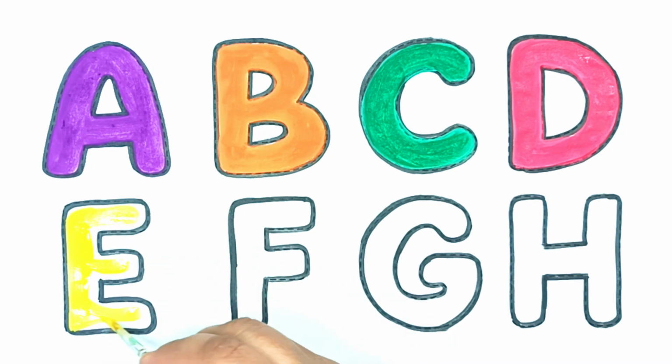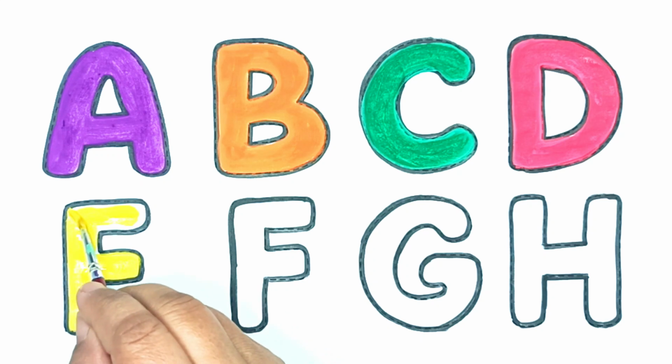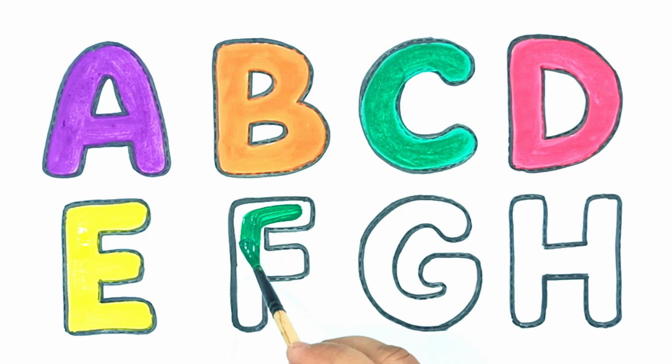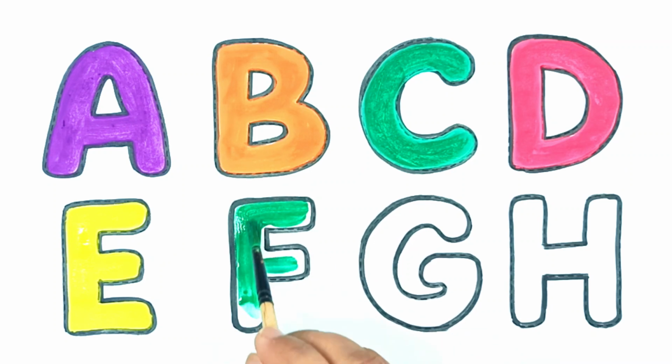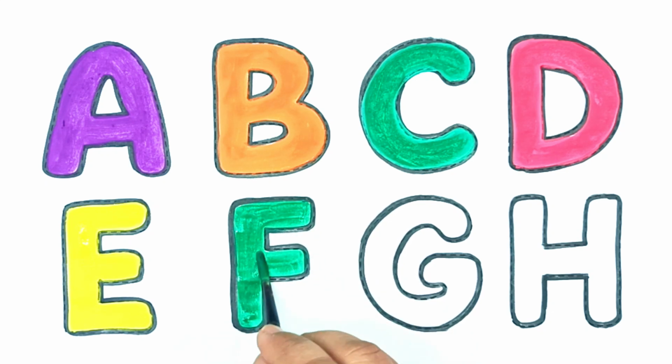E is for elevator. E is for egg, the white and the yolk. F is for fish. F is for flag. F is so funny, when you tell a joke.